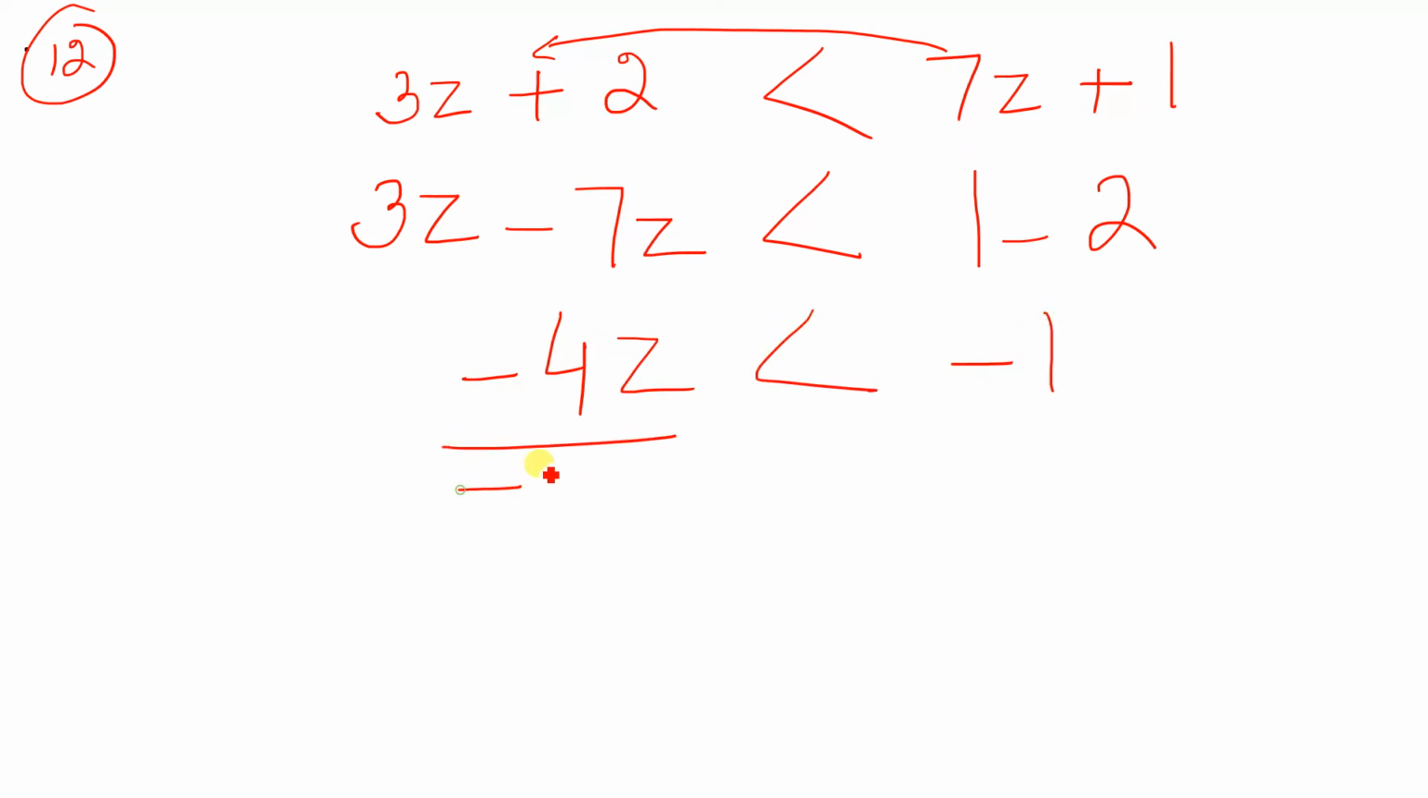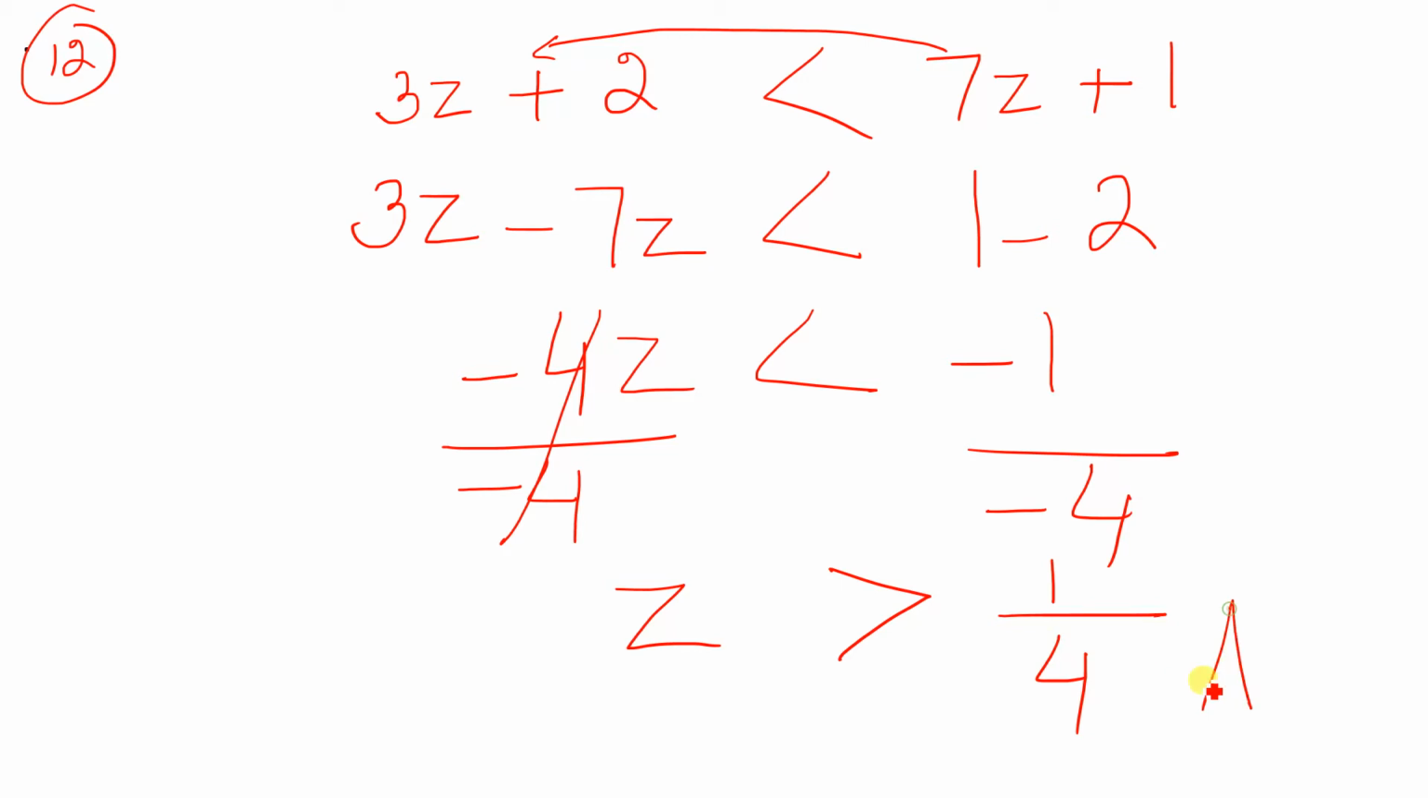Again, you have to divide both sides by the negative number, so this will cancel. So z will be greater than 1/4. This is the answer. One important thing: see, here we had -4z is less than -1. Do not cross out this negative here. If it is an equation, yes, you can cross it, but if it is an inequality, do not cross it. You have to divide both sides by whatever is multiplying the variable, and switch the sign.